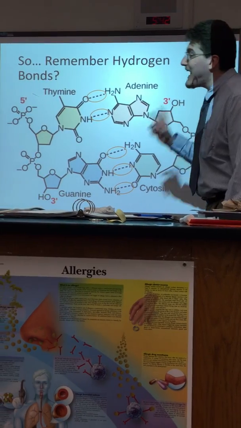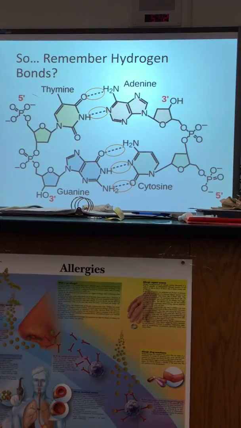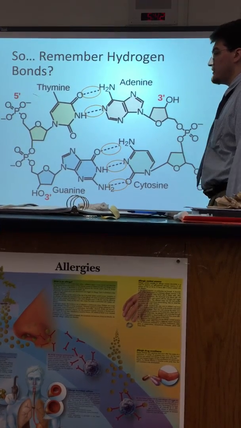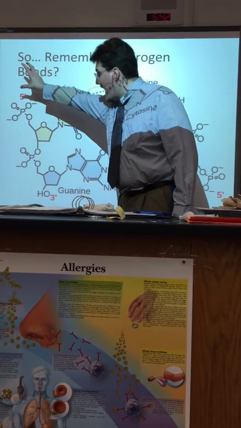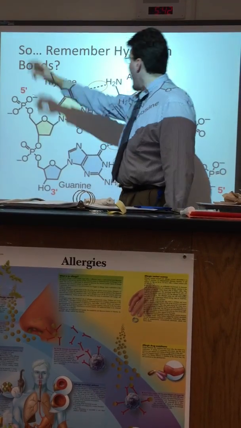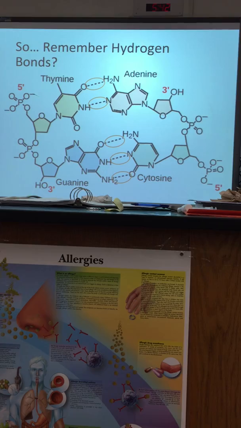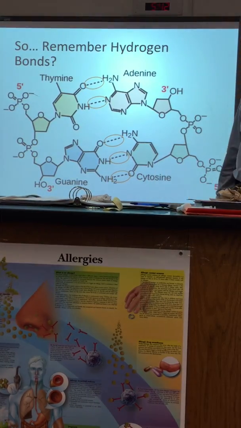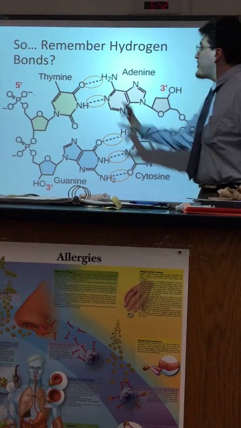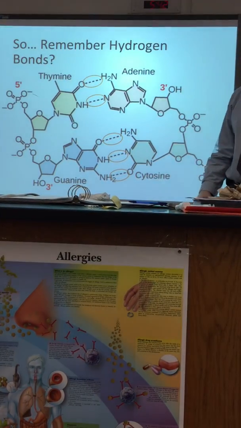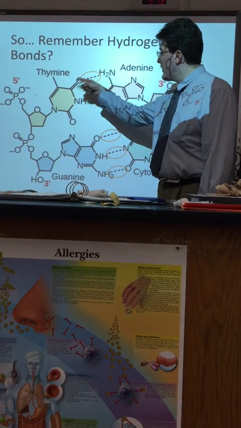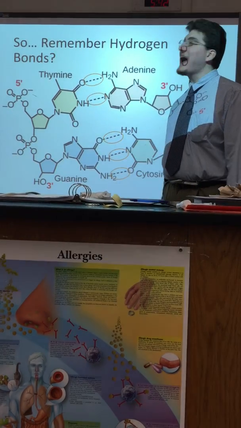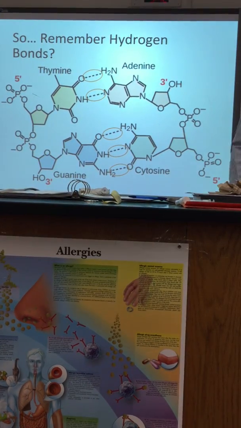They also fit together. And they will always fit together, only in this configuration. 3 to 5. Antiparallel, complementary, double-stranded. Thymine to adenine has two hydrogen bonds. One hydrogen bond, dashed line. One hydrogen bond, dashed line. 1 + 1 = 2.